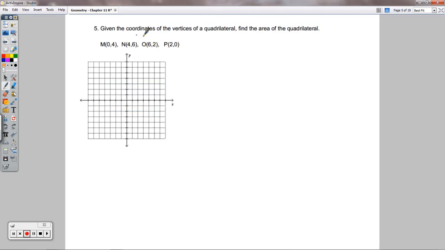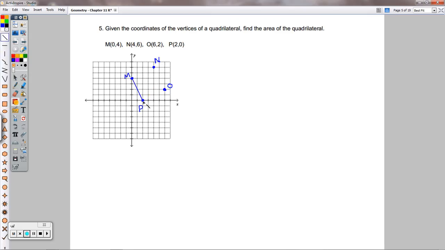Moving on to number 5, given the coordinates of the vertices of a quadrilateral, find the area of this quadrilateral now. So we've got some different points on this one, 0, 4, 4, 6. This one looks like it all lies in the first quadrant or on the axes themselves. So 0, 4, that's going to be 0, and then 4 up right there is M. 4, 6: go to the right 4, go up 6. You have a point right there. That is N. 6, 2 would be right here. That is O. And then 2, 0 would be right here. That is P. So let's connect those and see where that leaves us.